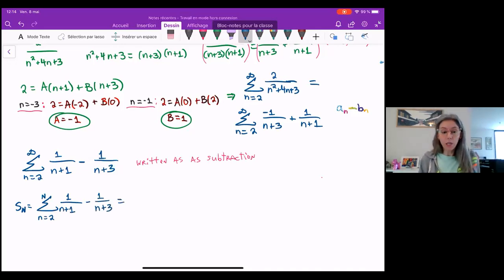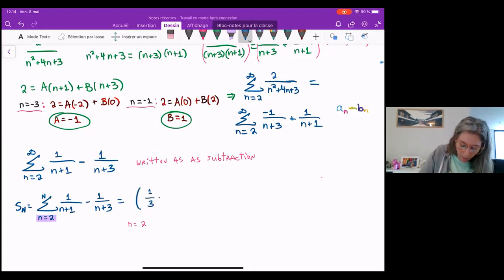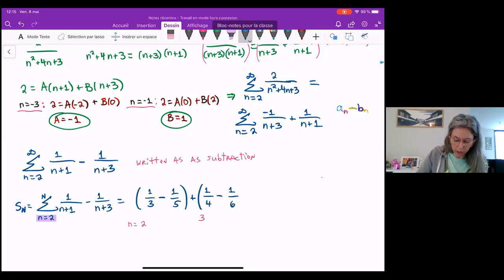Now, the first thing that we need to note when we're expanding this is that this thing starts at 2. It does not start at 1. So that means when I'm plugging things in, I'm starting with n is equal to 2. And when I plug in n equals 2, I get 1 over 2 plus 1, that's 1 over 3, minus 1 over 2 plus 3, that's 1 over 5. Plus, then I'm going to plug in 3. So then I get 1 over 4 minus 1 over 6.